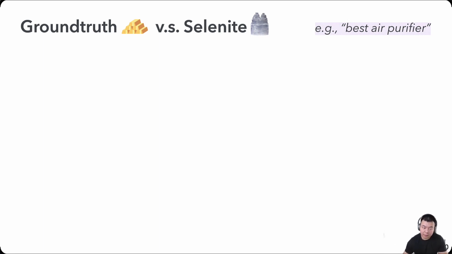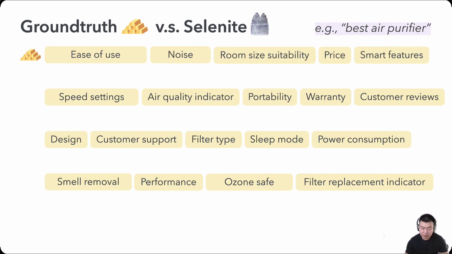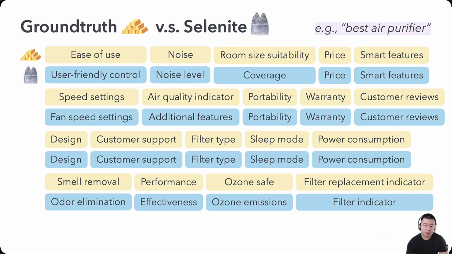Here is an example on a topic of best air purifiers. So the yellow ones are hand annotated ground truth criteria, and the blue ones are around 20 criteria generated by Selenite. Here I did a manual pairwise semantic matching or alignment between them. You can see that Selenite was able to cover all of the criteria that we manually and carefully identified, like ease of use or noise levels or price or portability or performance and so on and so forth.